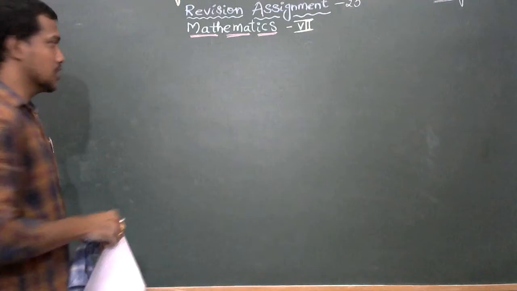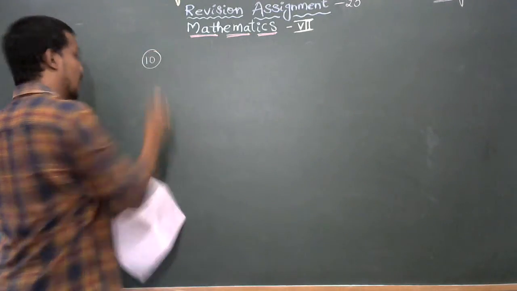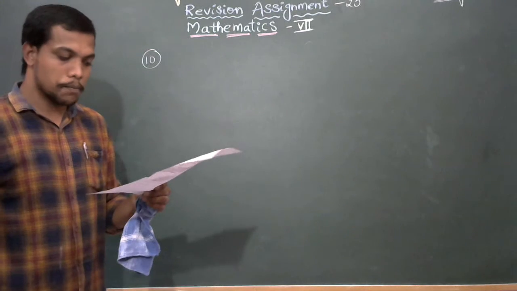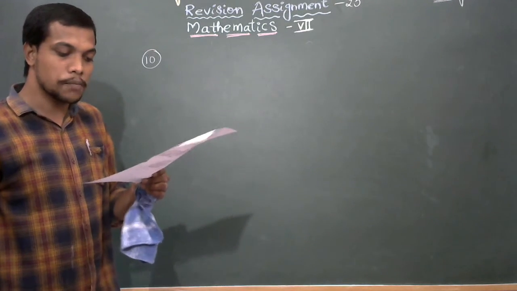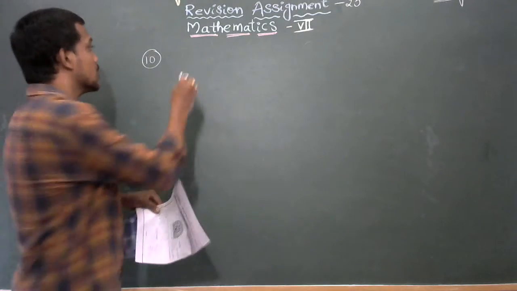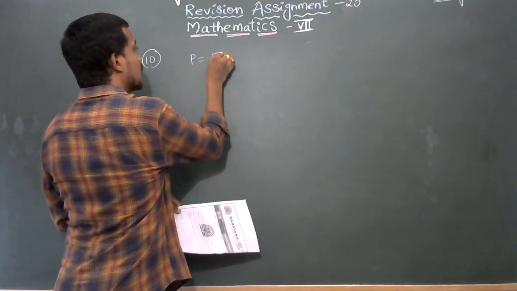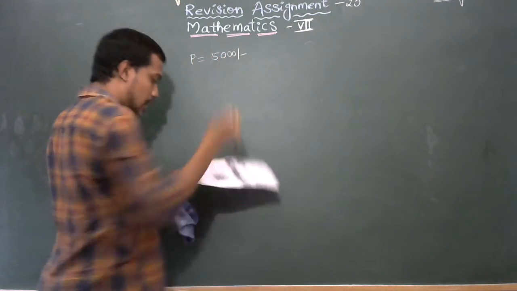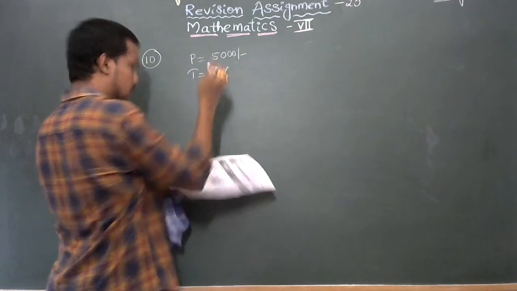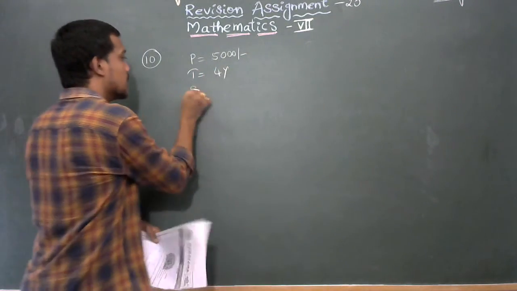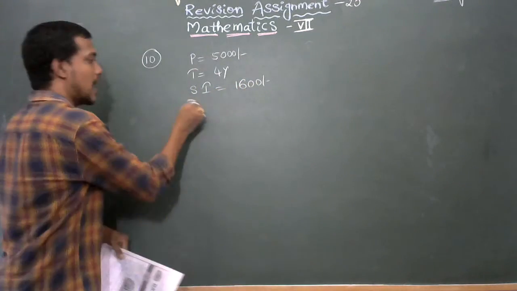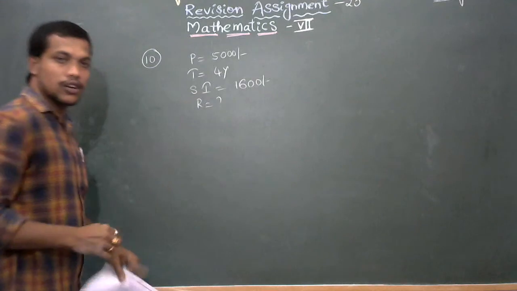Now the last question, the 10th one. If principal is 5,000, period is 4 years and simple interest is 1,600, what is the rate of simple interest? Here principal is given, 5,000. Time is given, 4 years. Simple interest is given, 1,600. So we should find R, the rate of interest.